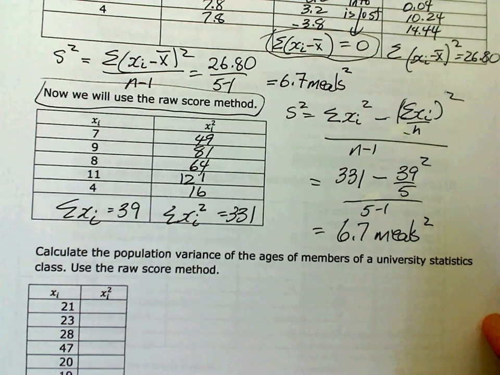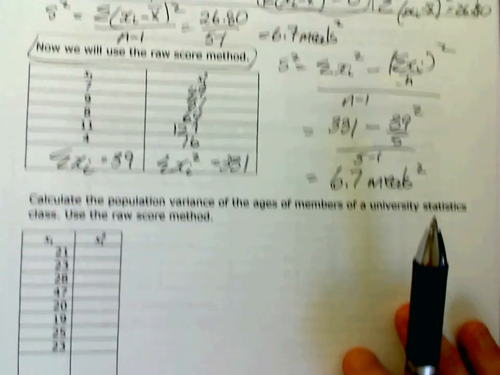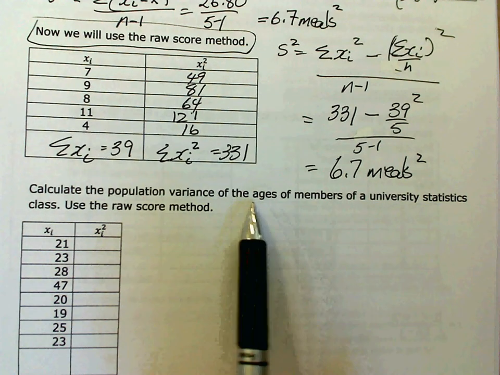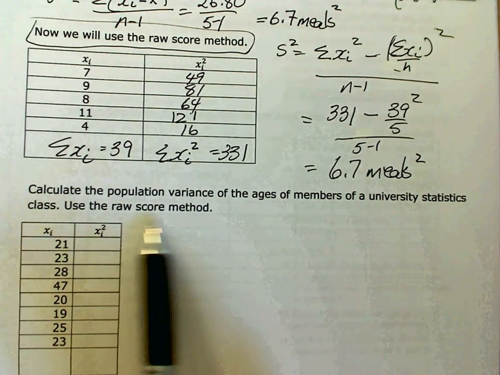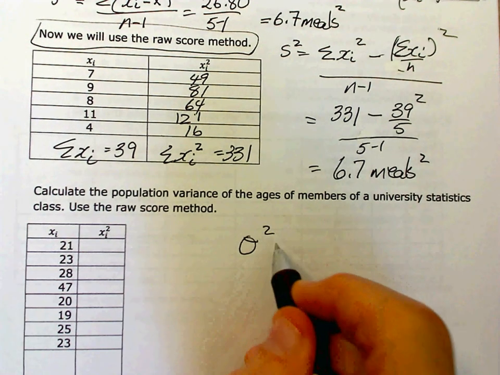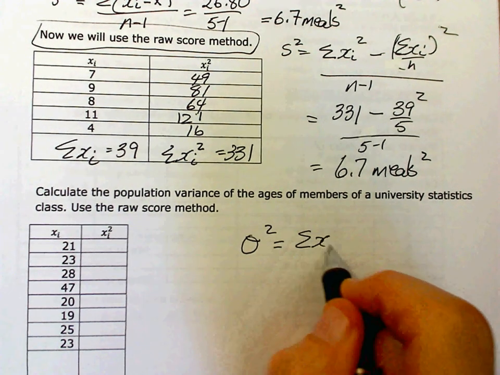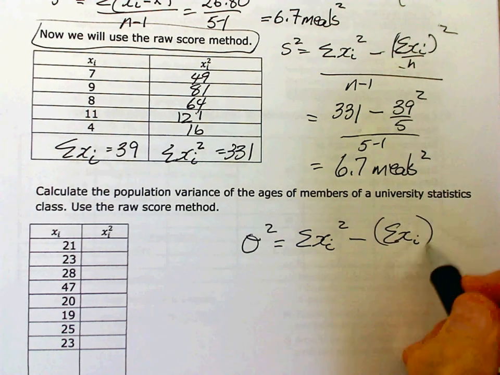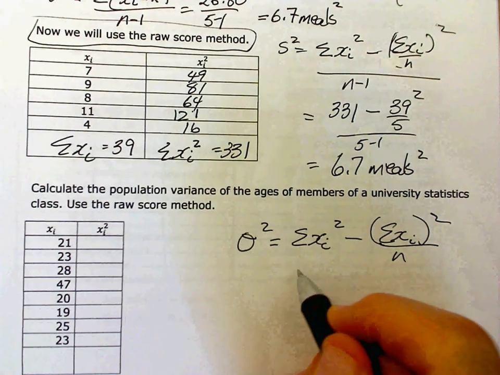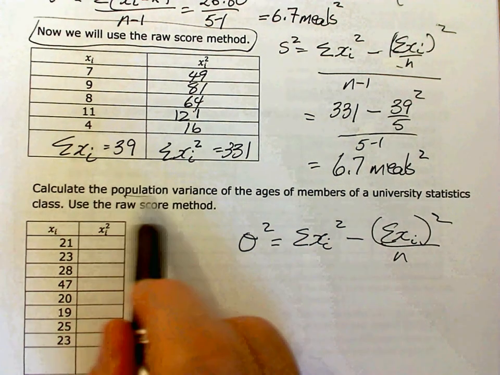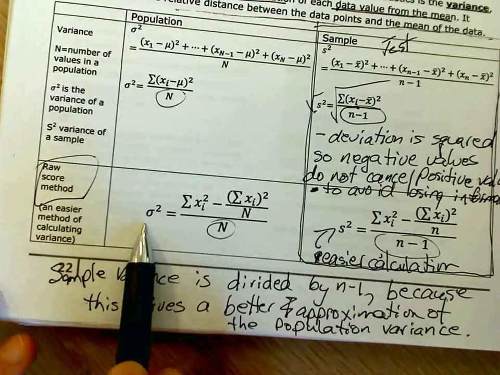Okay, I'm just going to demonstrate population variance, the ages of members of a stats class. So we'll use the raw score method. No sense torturing ourselves if we don't have to. This is now population variance, and the symbol for population is this. The symbol for a sample is this. I should have pointed that out.